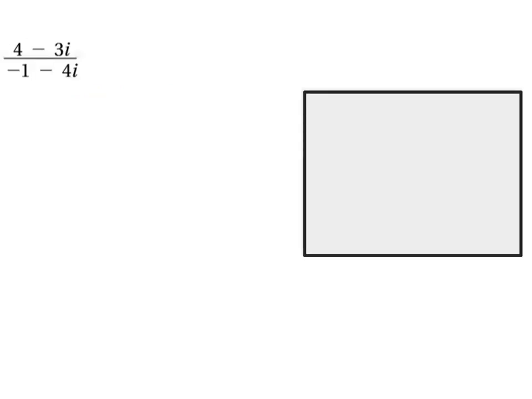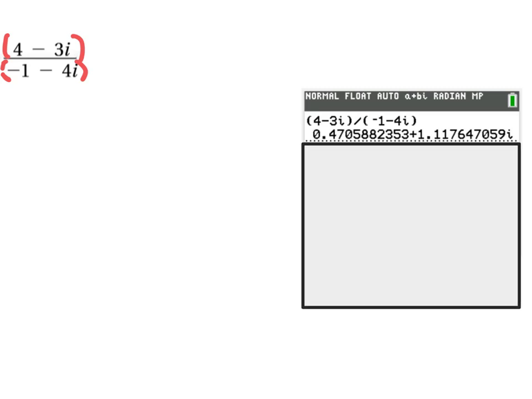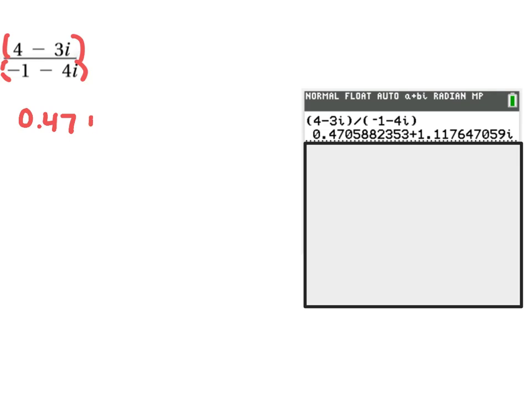For our next example, when you type this into your calculator, you're going to have to type everything in exactly as written, but use parentheses around your numerator and denominator. So if I were to use my parentheses, I'd have 4 minus 3i divided by parentheses negative 1 minus 4i. Now once you type this in, this is your final result, and you're going to round that. So I'd write that your answer is 0.47 plus 1.12i.